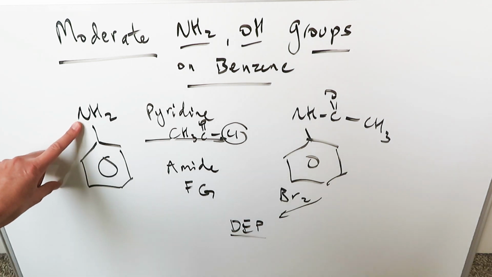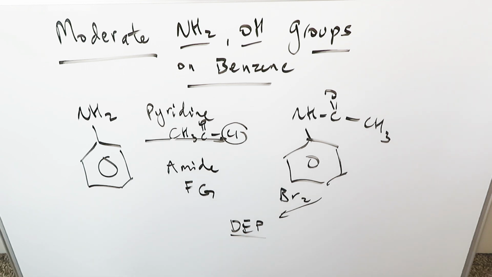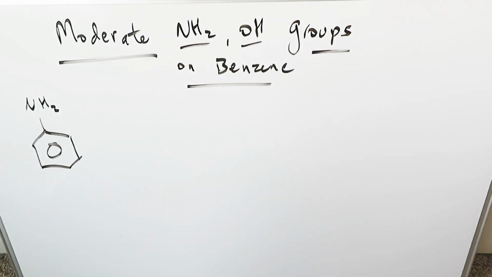This is converted into a form of an amide. The hydroxyl group is converted into a form of an ether, and now the groups are deactivated or less active than they were before. Let's look at our reaction for this video.